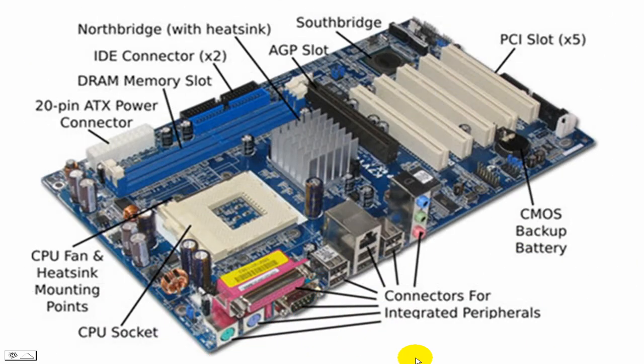Here's the motherboard. We can see on it various components and connections. Now, here are the basic connections of the computer: the screen, the keyboard, the mouse, Ethernet connection, USB connectors.